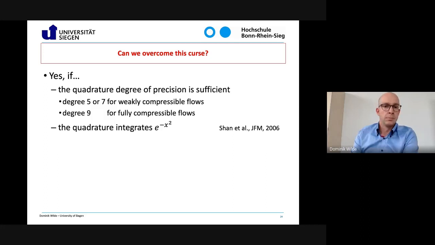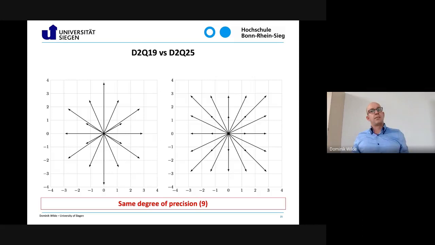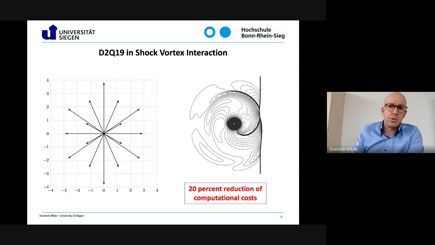So there is a broad variety of literature that you can find about quadrature, or cubature, as it is called in the literature, if you have multivariate integration. There is a list of integrals with abscissae and weights that you can use, and there are also software packages where the cubature is well listed and you can use it immediately. We did this and replaced the D2Q25, which we used in the paper, with D2Q19, which has the same degree of precision. As you can see, it's quite subtle. It's not that you would be able to find it just by imagination, but I think you have to try it, and it's still an active field of research. But we were able to use this velocity set in the shock vortex interaction, and by this, we could reduce the computational costs by 20%.